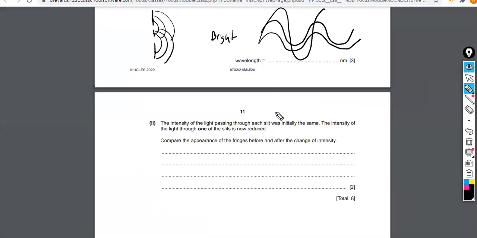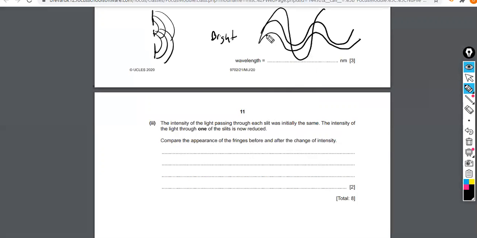But now we're decreasing the intensity of one of the slits. So the light emerging through one of these is decreased. The reason why the bright spots were bright was because we were adding them up, and we were making them double bright. Well, now one of them is going to be lower, so it's not going to be as bright. So one of the things we can say is that the bright fringes aren't going to be as bright.